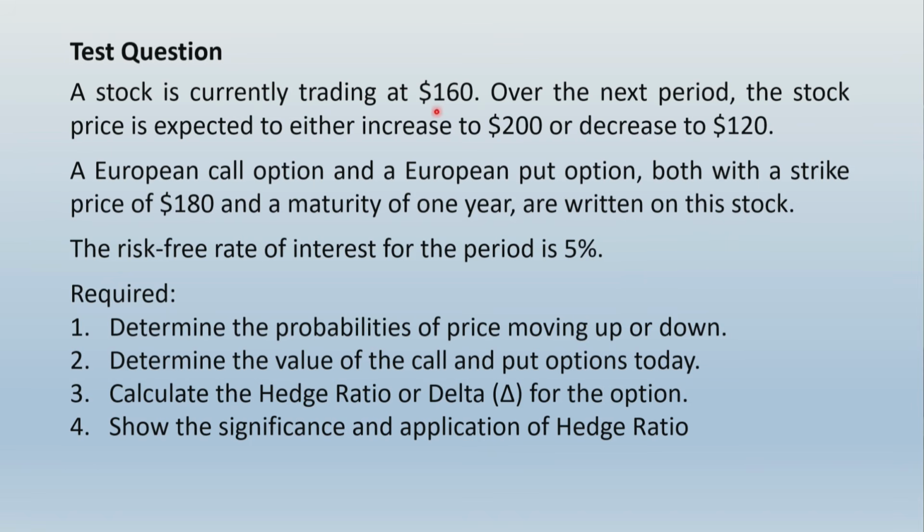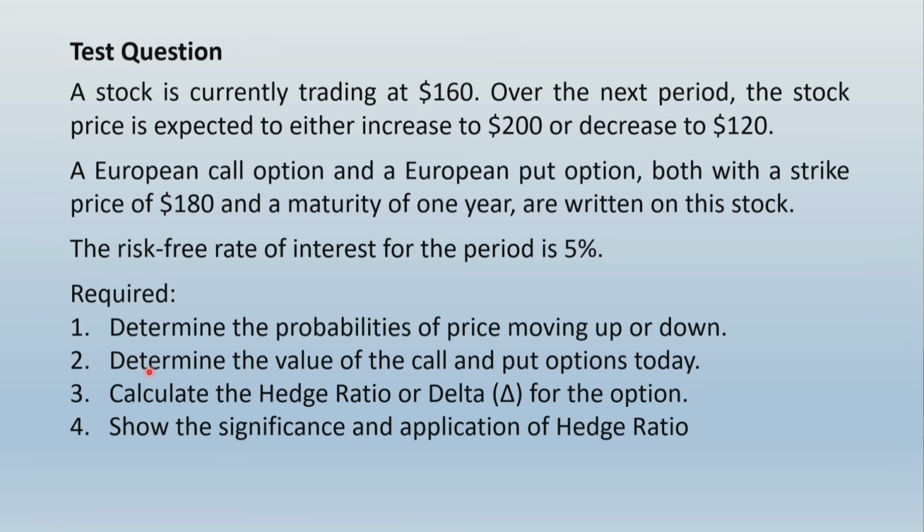A stock is currently trading at $160. Over the next period, the stock price is expected to either increase to $200 or decrease to $120. A European call option and European put option, both with a strike price of $180 and a maturity of 1 year, are written on this stock. The risk-free rate of interest for the period is 5%. You are required to determine the probabilities of the price moving up or down. So basically, when you are determining probabilities through this data, it is implied that these will be risk neutral probabilities.